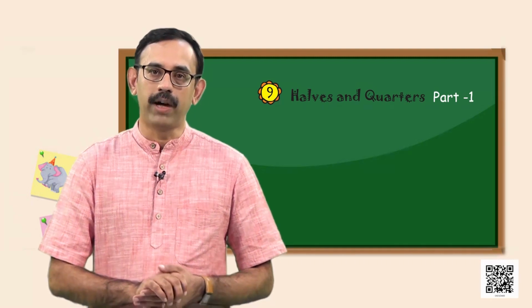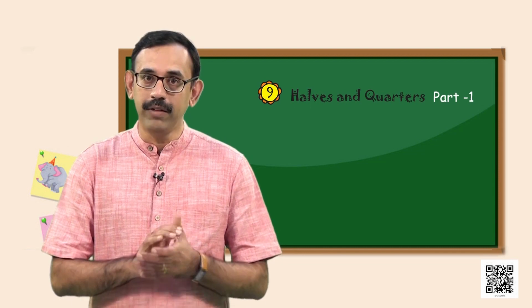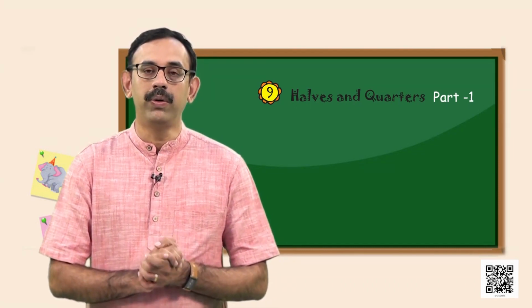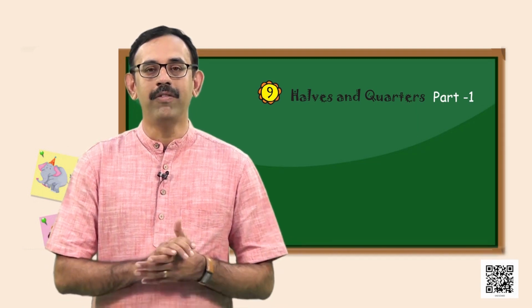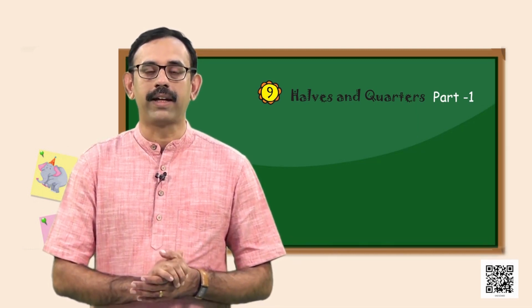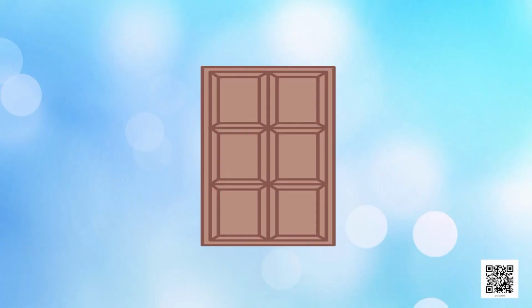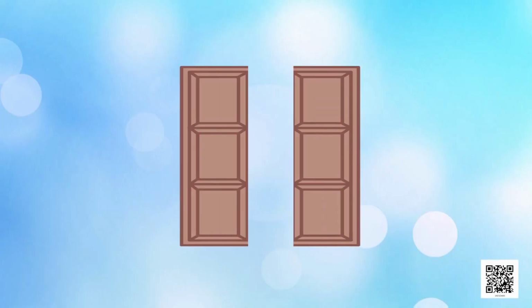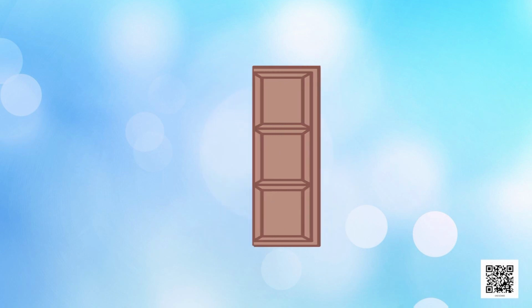Is it the only one way? Let us see. If you don't have a chocolate with you, what will you do? You take a rectangular sheet of paper. How many ways can you divide this rectangular sheet into halves? Vertically, as Motu and Mintu did. Are they equal? Yes.